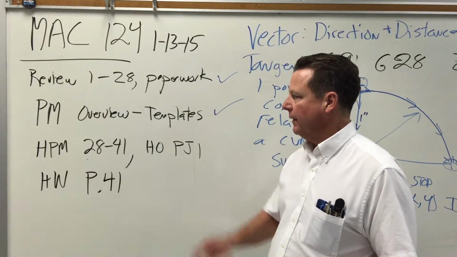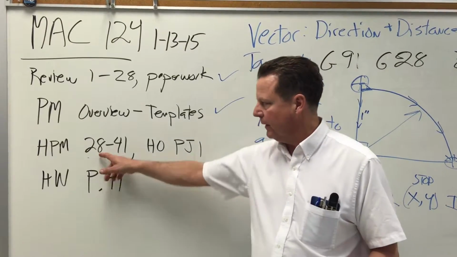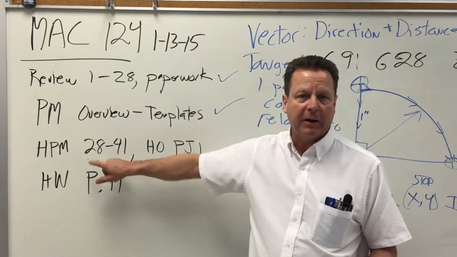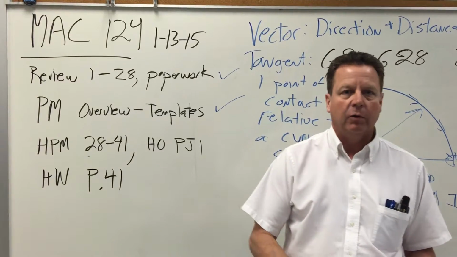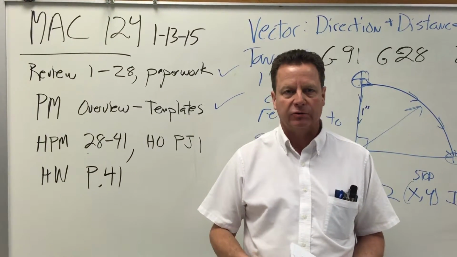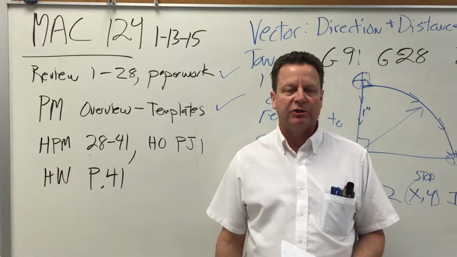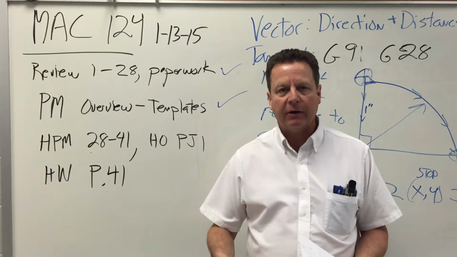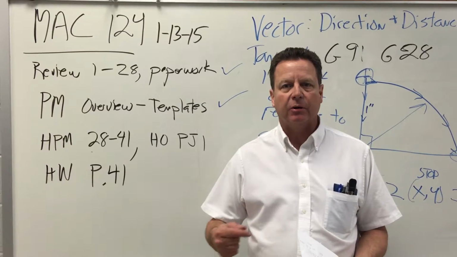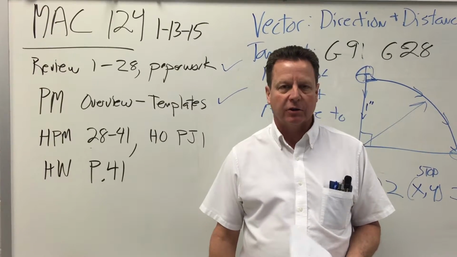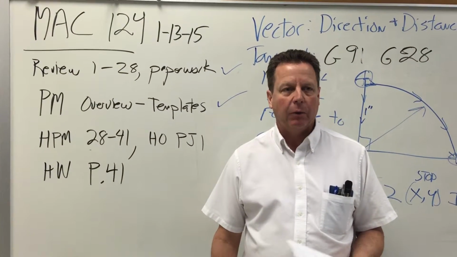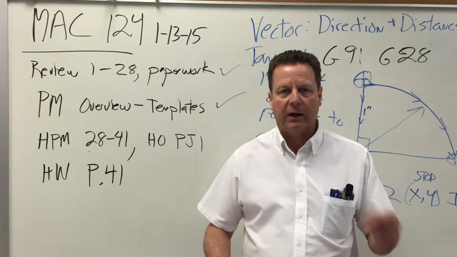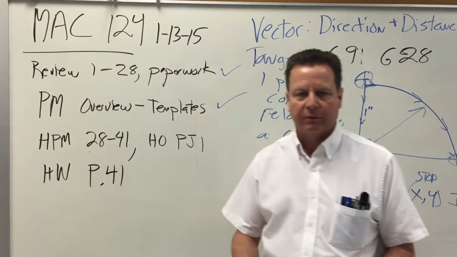Then the next thing we covered was the Haas programming manual, pages 28 to 41, which dealt with the motion codes. There are only 4 of them: G00 rapid, G01 linear at a feed rate, G02 and G03 are circular interpolation. I want you to refer to them that way. Use those terms to refer to them.